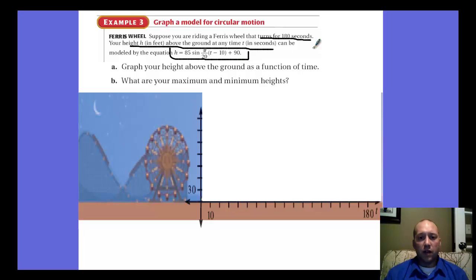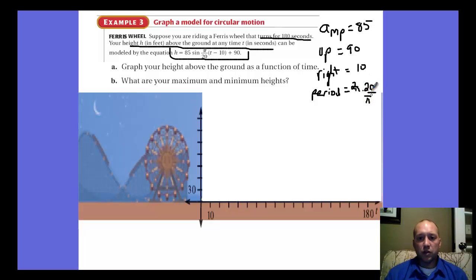And so if you look at this, we have an amplitude of 85. We have a shift up, we're going to move it up 90. We're going to move it right 10. And then we have a period. That's 2 pi divided by pi 20ths, the same as multiplying by the reciprocal, 20 pi. And so the pi's reduce out, so our period is 40. It keeps going. So we're going to move it right 10.